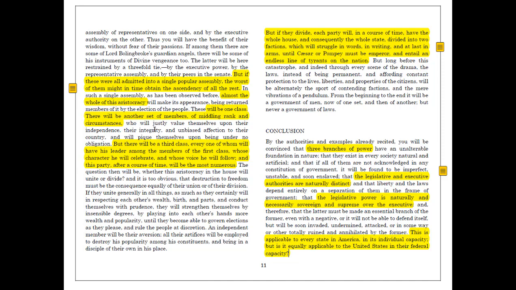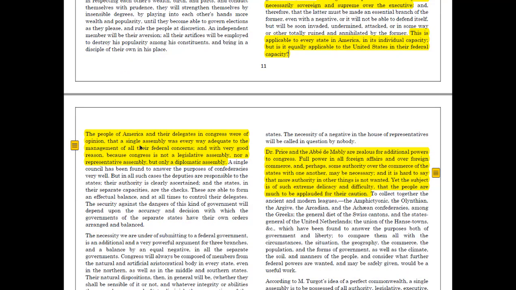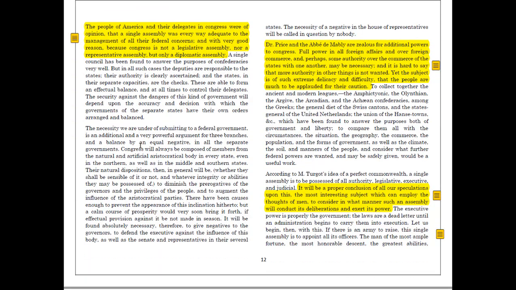And the answer is no, because the federal government, or the Continental Congress, is a fundamentally different kind of government than the state governments at the top of the left-hand column at 12. The people of America and their delegates in Congress were of opinion that a single assembly was in every way adequate to the management of all their federal concerns, and with very good reason, because Congress is not a legislative assembly, nor a representative assembly, but only a diplomatic assembly.